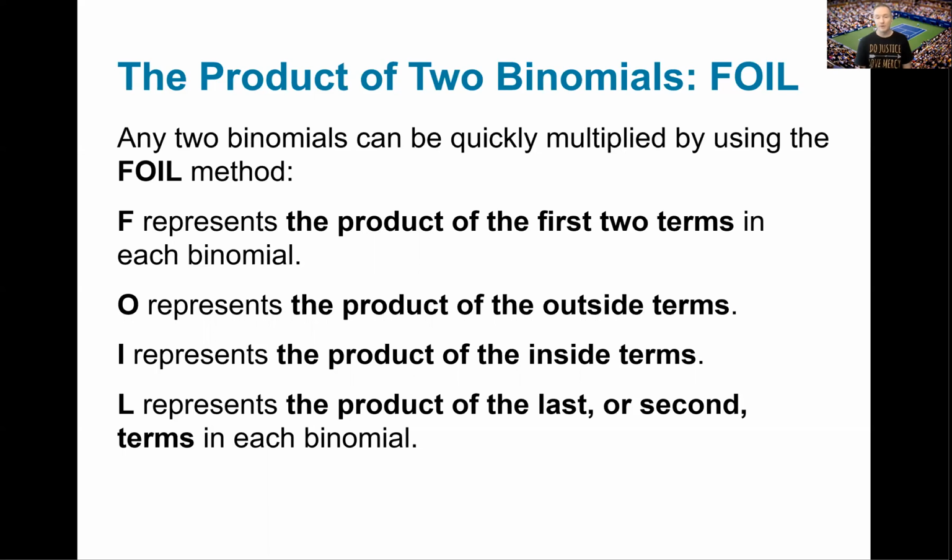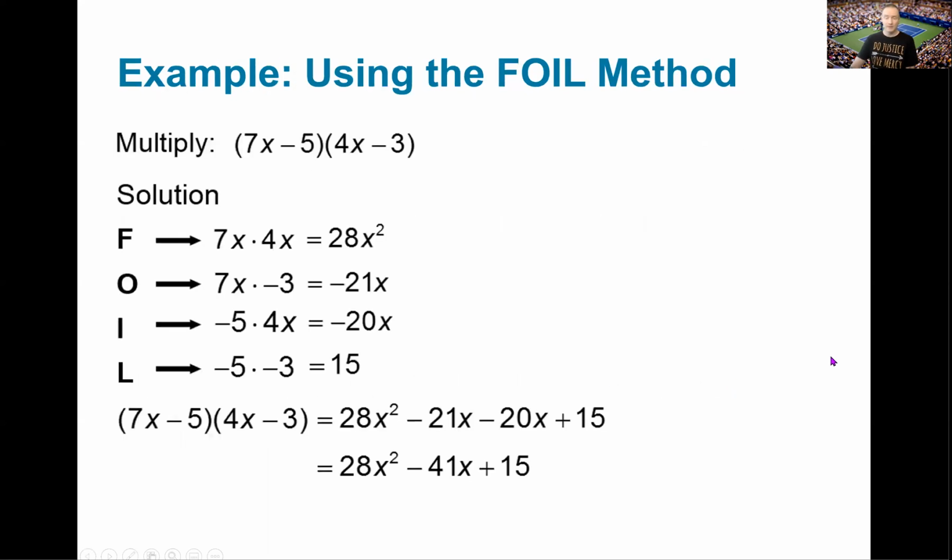Whenever you have a binomial times a binomial, the first thing you need to do is multiply the first terms in each binomial. Then you'll multiply the outer terms in each binomial. Then you'll multiply the inside terms, the second term in the first binomial and the first term in the second. And then you'll multiply the last terms in each one. And then you'll combine any like terms at that point.